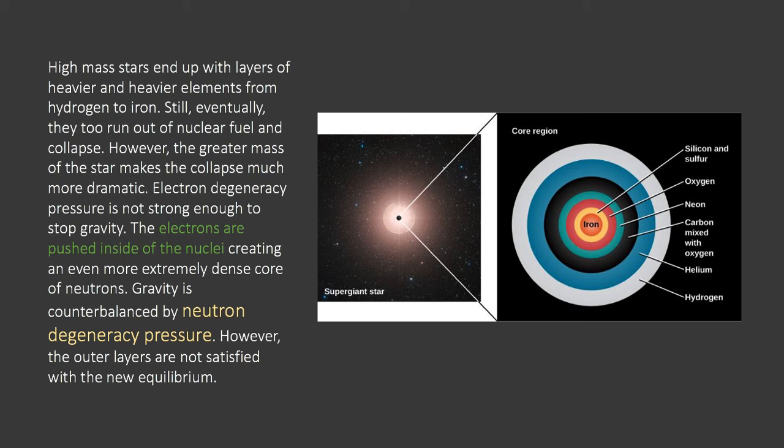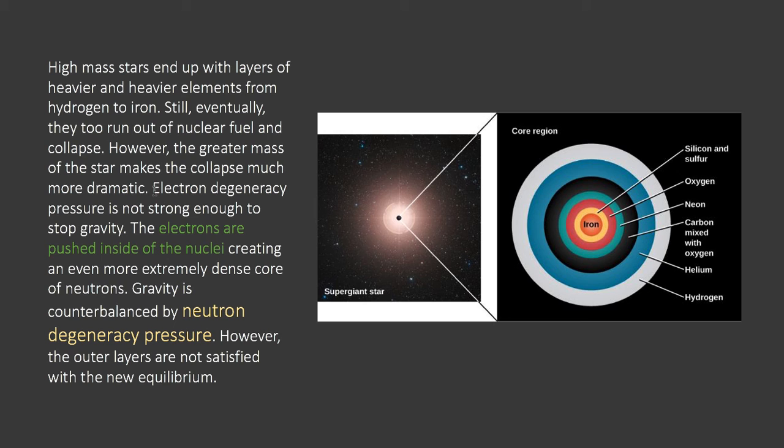Now let's turn our attention to the high mass stars, stars that are bigger than 1.4 times the mass of the sun. As we talked about, they will have layers of heavier and heavier elements from hydrogen all the way up to iron, but they're still going to run out of fuel and collapse eventually. So when will that happen? Or what will be able to stop that collapse from happening?